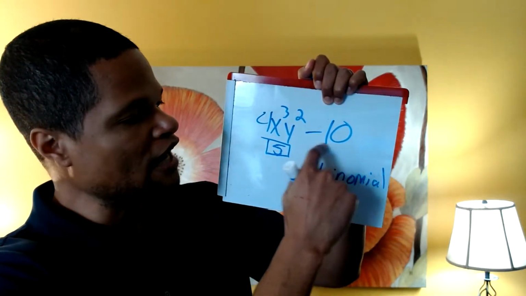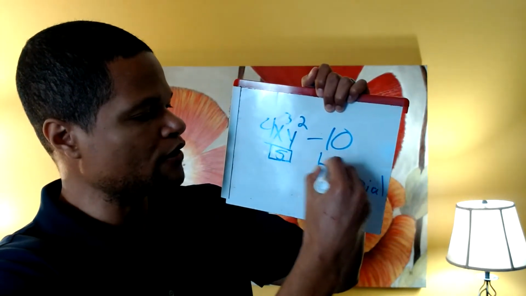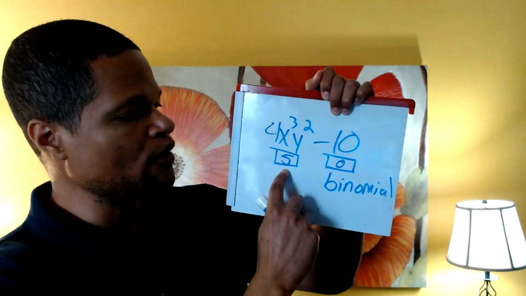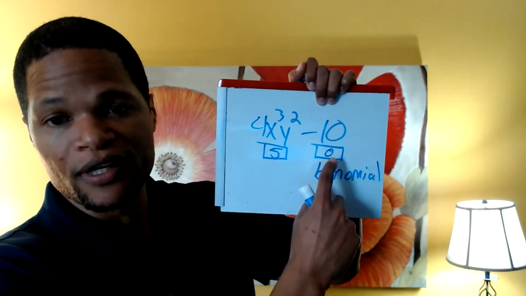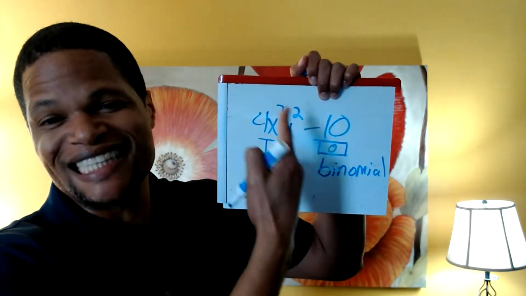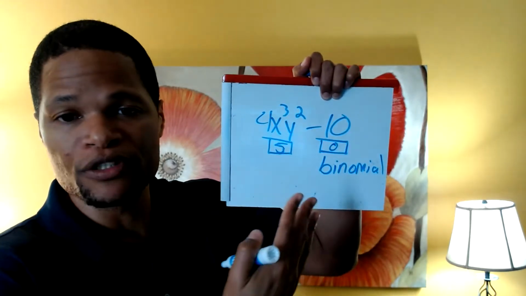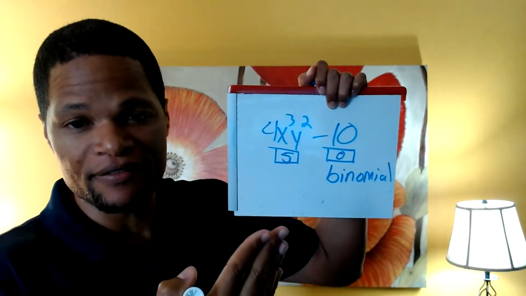Now, if it doesn't have a variable part, you just consider that to be a degree of 0. And between 5 and 0, 5 is definitely bigger than a degree of 0. So we would consider this entire polynomial to be a degree of 5.